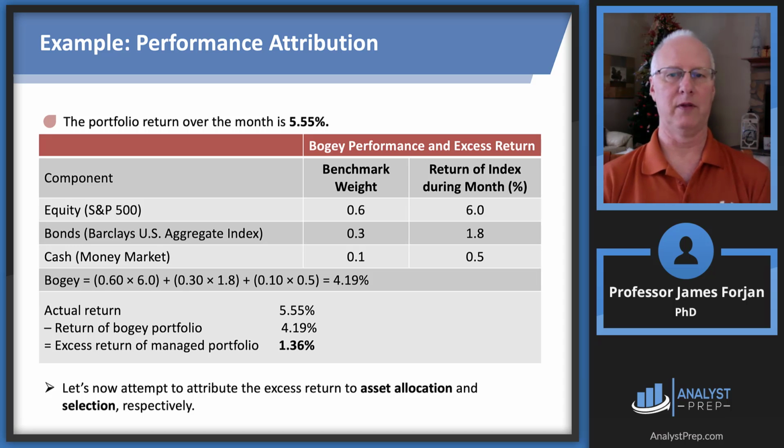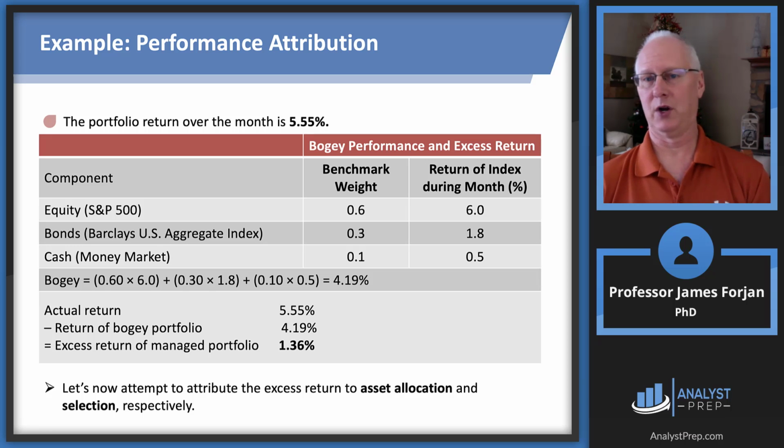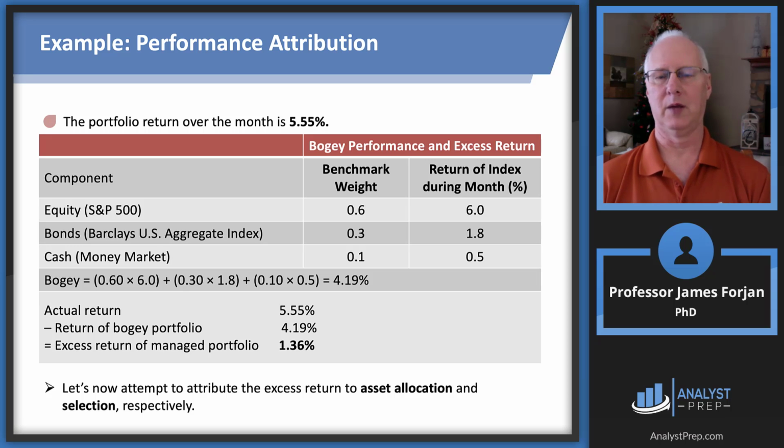Notice what we have. The bogey portfolio, we have 60% times the 6% return, right? Plus 30% times 1.8, 10% times 0.5%. So that gives us 4.19%. So all this table does is say, all right, our portfolio return was 5.55. The return on our market portfolio or the bogey portfolio is 4.19%. So everybody can agree that this is outperformance.